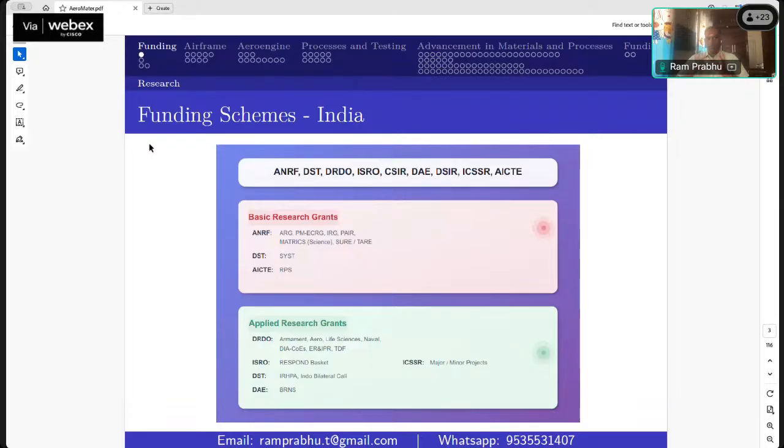Like RRCAT Indore, BARC Bombay, or IGCAR Kalpakkam, they all come under the Department of Atomic Energy. They do fund under the BRNS program for collaborative research in the field of atomic energy. As I said earlier, if you would like to pitch a problem statement which uses science and technology to solve social science problems, the Indian Council of Social Science Research also funds under major and minor projects.